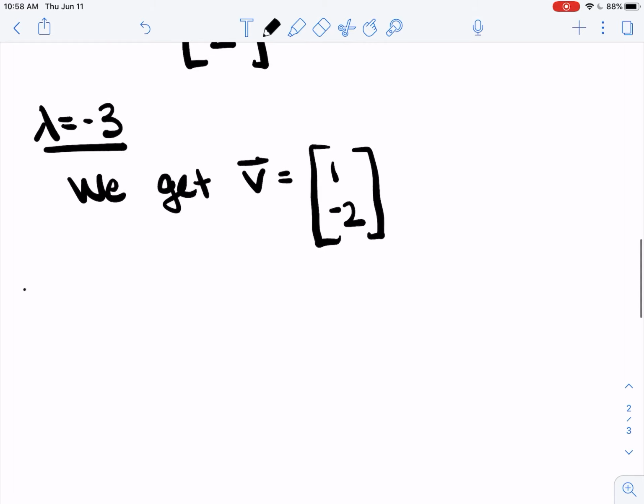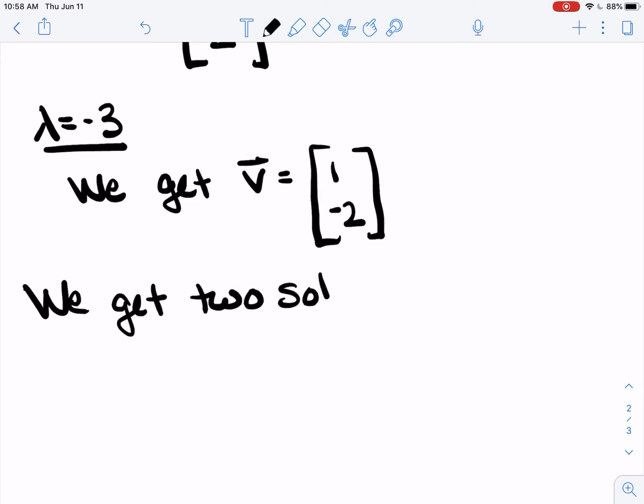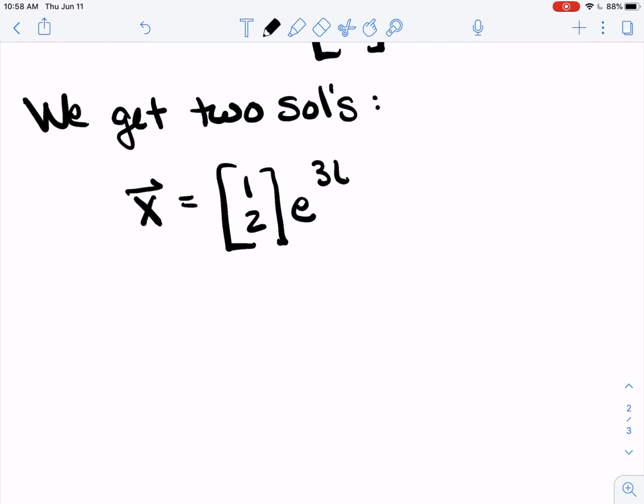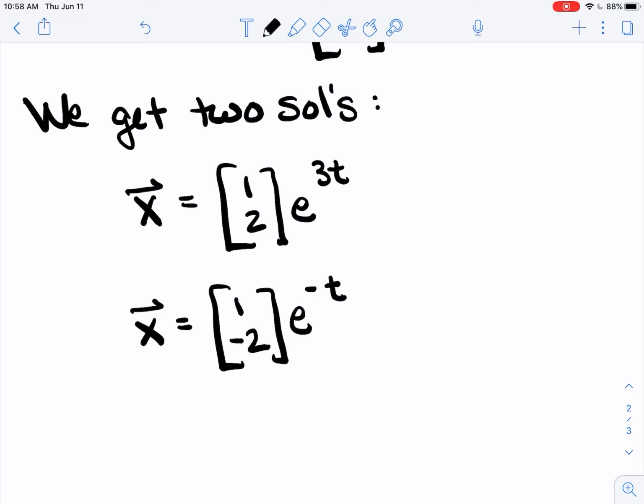That means we get two solutions, which is what we want for a system of two differential equations. We want two solutions. Our first solution is (1, 2) e to the 3t. Excuse me. And we have another solution of eigenvector e to the eigenvalue t.